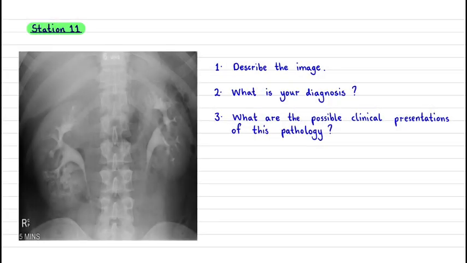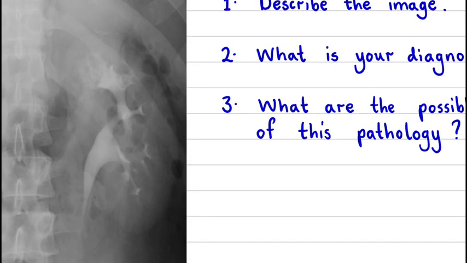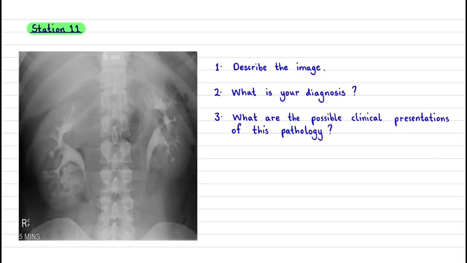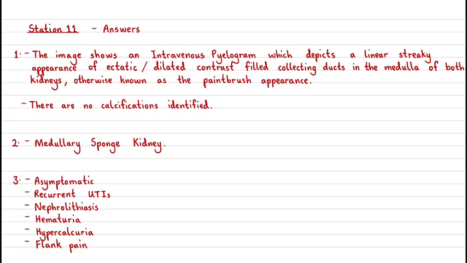So this is an intravenous pyelogram, and it reveals a linear streaky appearance of ectatic or dilated contrast-filled collecting ducts. So the collecting ducts are right here, and for them to be visible here, it means they're dilated. As you can see, all these structures are filled with contrast, and all this is happening in the medulla of both kidneys. As you can see, it's also happening this side. And this is what is known as a paintbrush appearance or a paintbrush sign. That is what I was describing here.